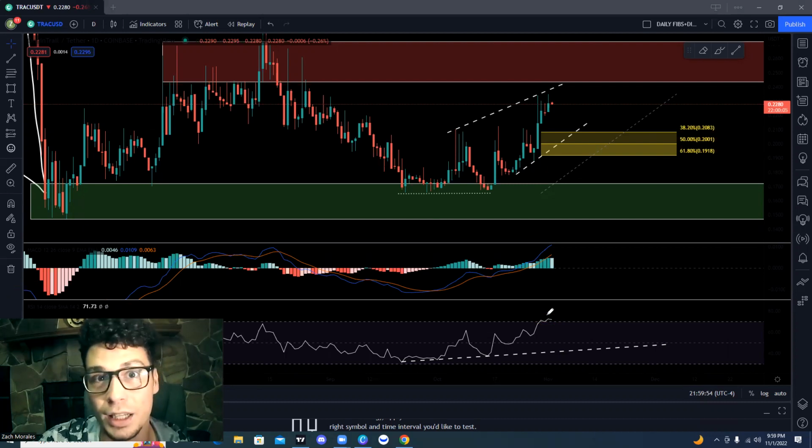Now, the extent of the pullback is undetermined. We could just see this dip a little bit below 70 and then go back up and higher as we continue heading upwards. But I just wanted to throw that out there as well, because a general rule of thumb is don't buy something when it's above 70 on the RSI. Historically, it doesn't work out very well.